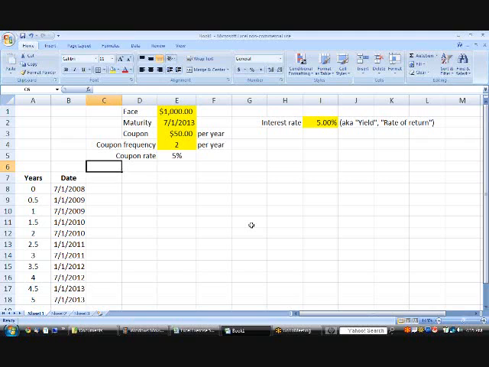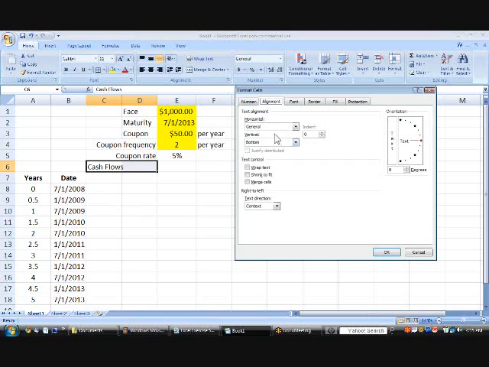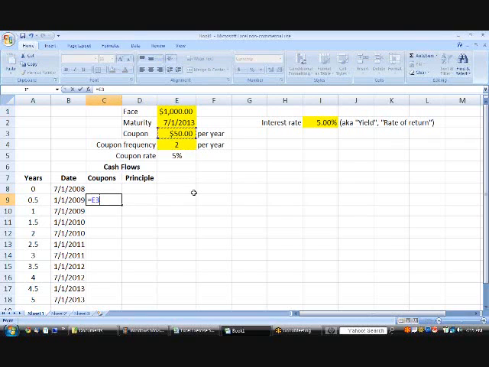And then we're going to start listing the cash flows that occur. And we're going to break them down into 2 columns. The coupon cash flows and the principal cash flows. So what I'm going to do is center this across the selection, and we're going to make it bold. So we've got coupons and principal. So the coupons is going to be half the annual coupon every 6 months. So the annual coupon is $50. We divide it by the coupon frequency, which is twice per year, and we get that amount every 6 months.